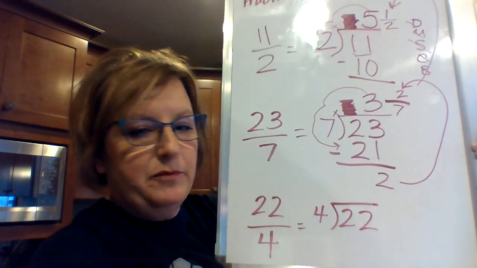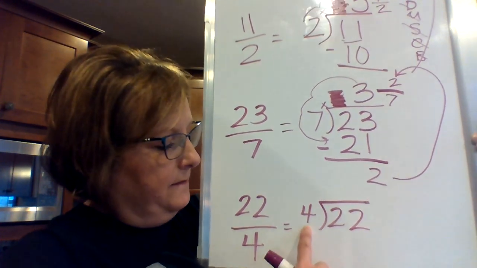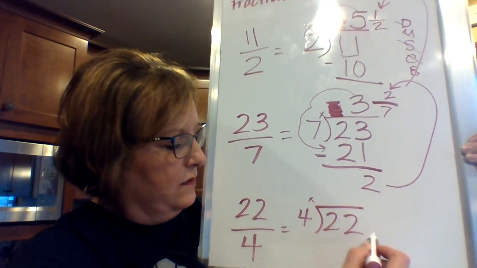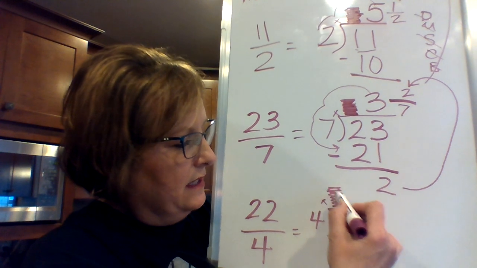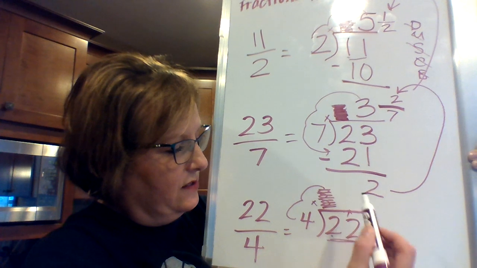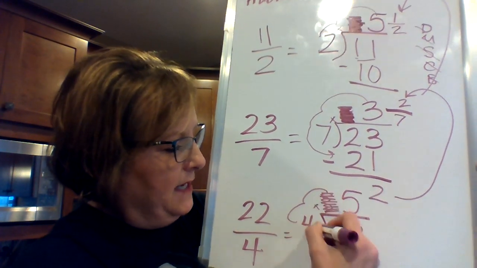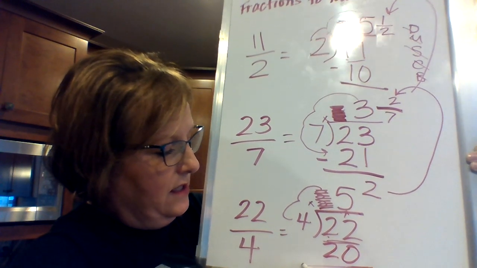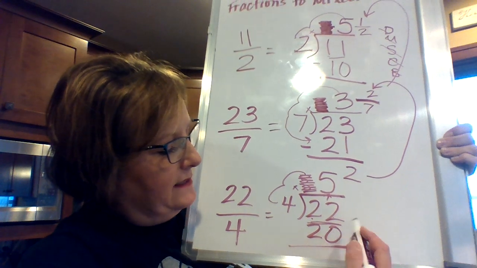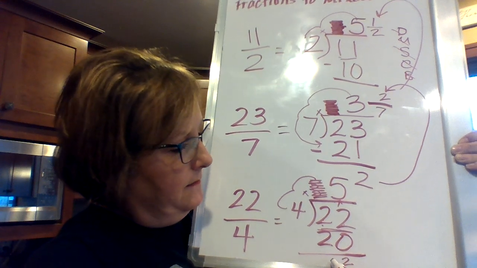22 divided by 4. The numerator goes inside the division sign. The divisor is the denominator. What times 4 equals 2? Nothing times 4 equals 2. So when we look at it as 22, my answer has to go over the ones place. 5 times 4 gets me close, it is 20. I'm running out of board space. 2 minus 0 is 2, and 2 minus 2 is 0.